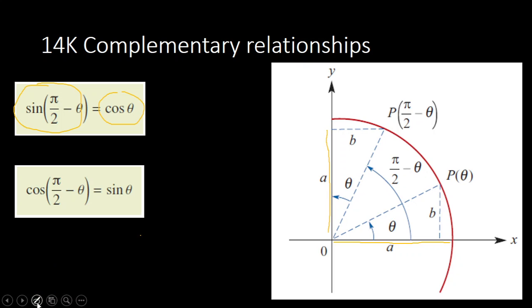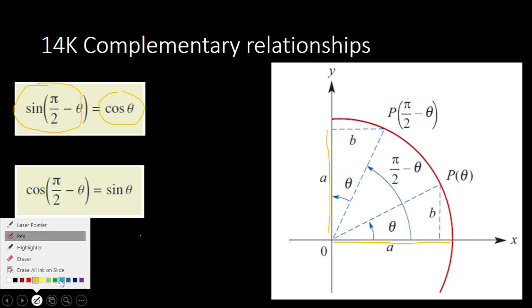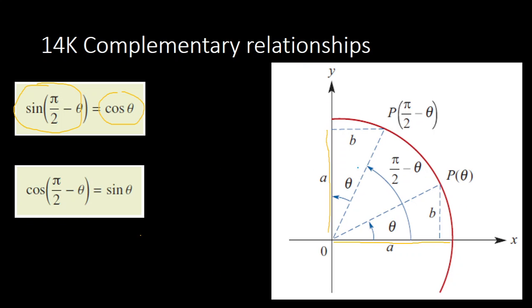And for P of theta, that side is sine of theta, and for this side it's in terms of pi on 2 minus theta, which is cos of pi on 2 minus theta. Those relationships you need to know. So a quick way to remember: it's minus theta from pi on 2, and what you do is you cross over, so sine is equal to cos, and cos is equal to sine.